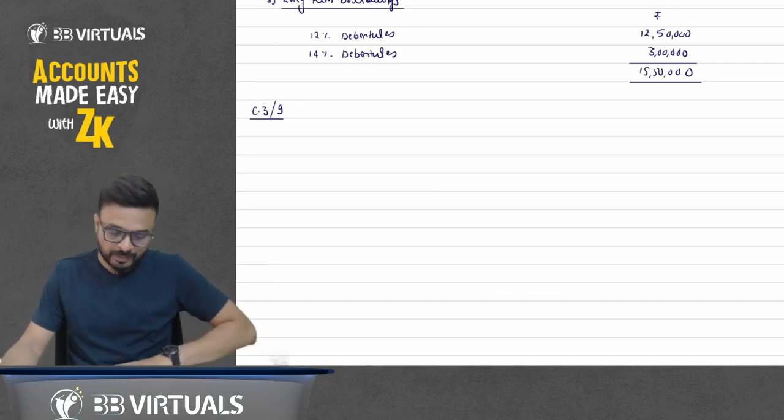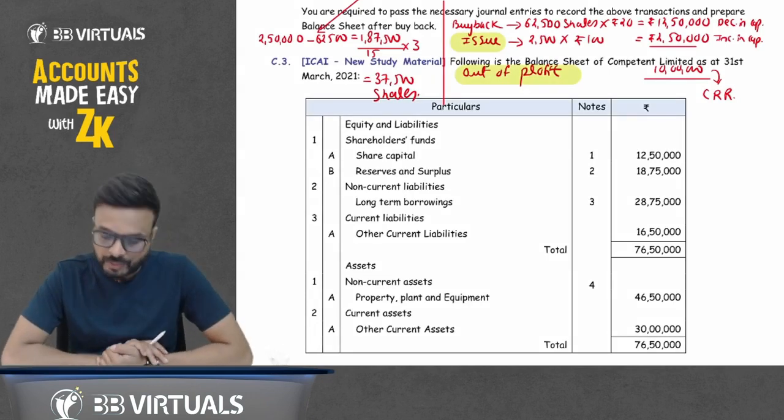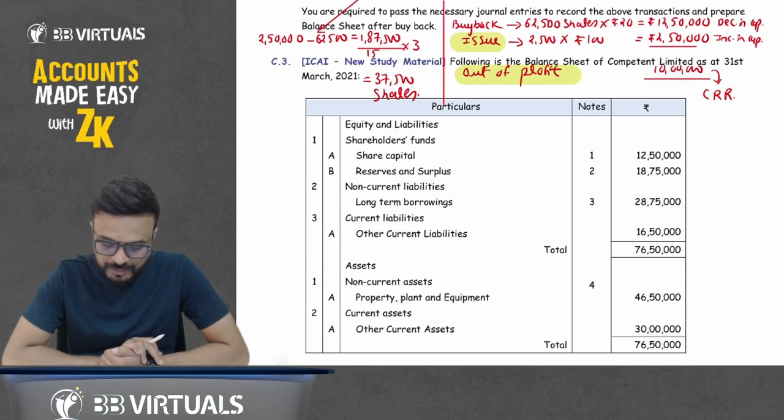Now come to question number 3. The following is the balance sheet of Competent Limited as at 31st March 2021. This question is from the ICAI study material. Equity and liabilities: shareholders' funds, share capital, note 1, 12,50,000. Reserves and surplus, note 2, 18,75,000. Non-current liabilities, long-term borrowings, note 3, 28,75,000. Current liabilities, other current liabilities, 16,50,000. Total of the liability side, 76,50,000.